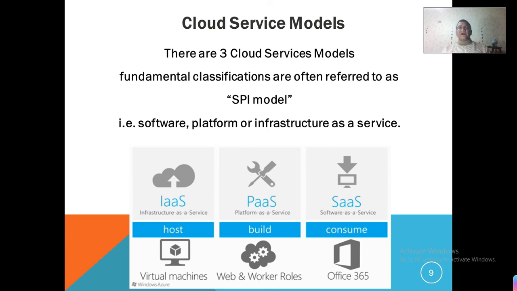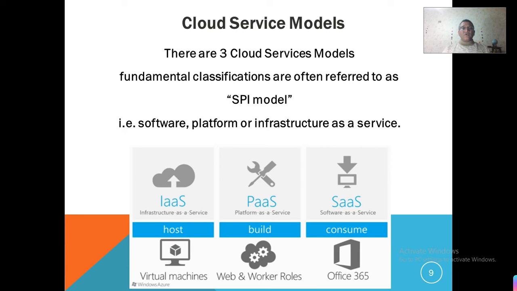Then there is the IaaS model, that is called infrastructure as a service. This is at the bottom layer. If you divide all the services in terms of layers, at the top is SaaS, then comes PaaS and IaaS.